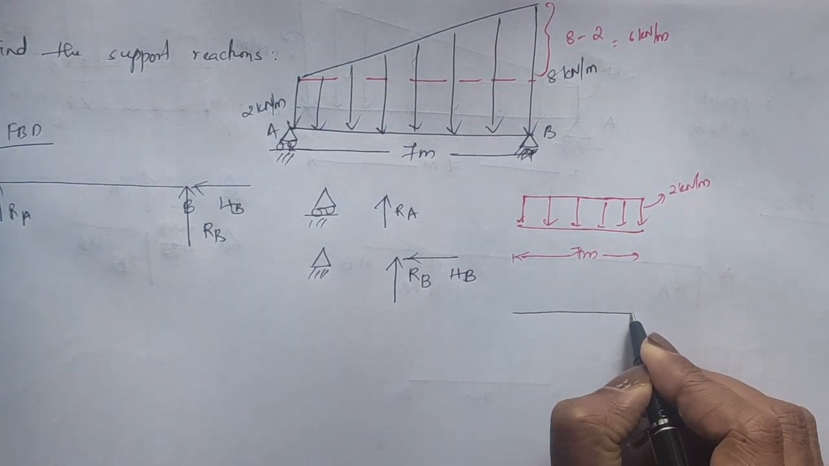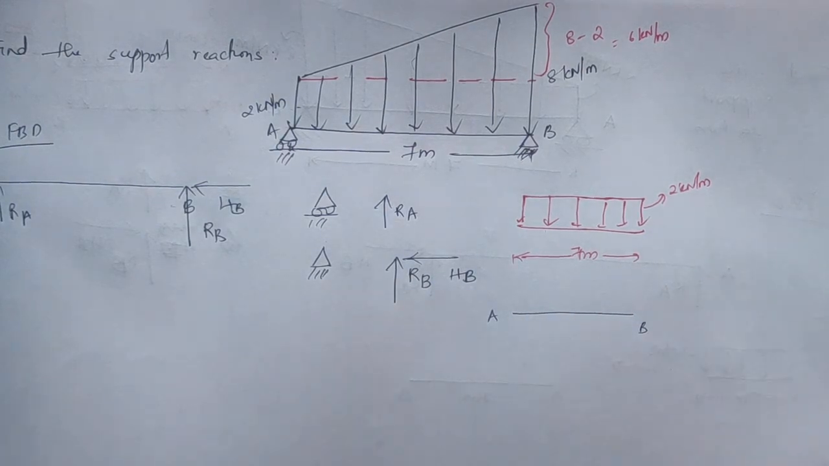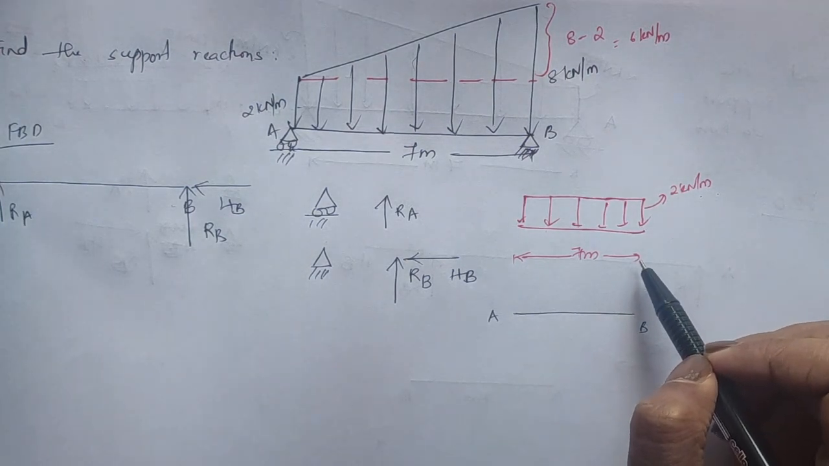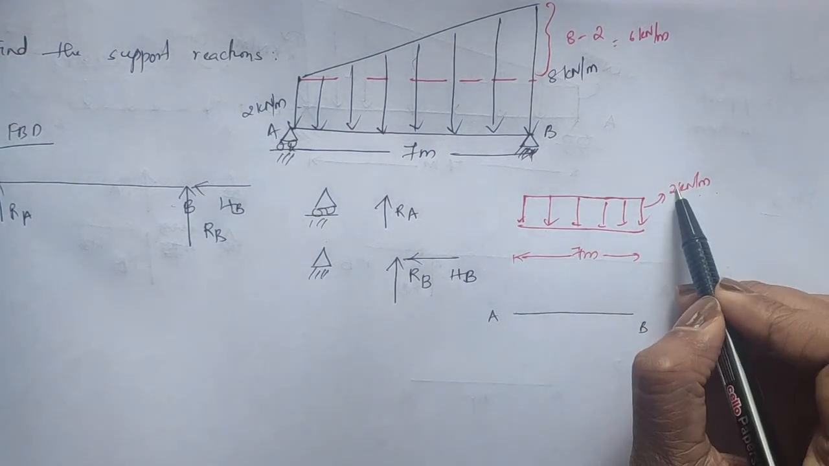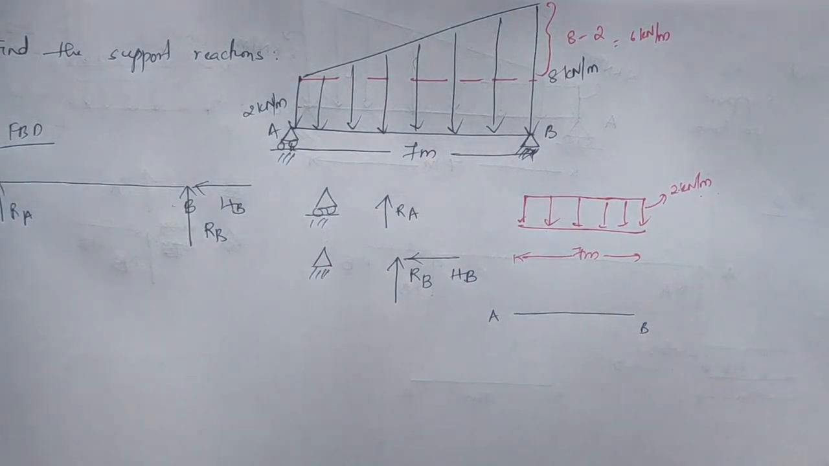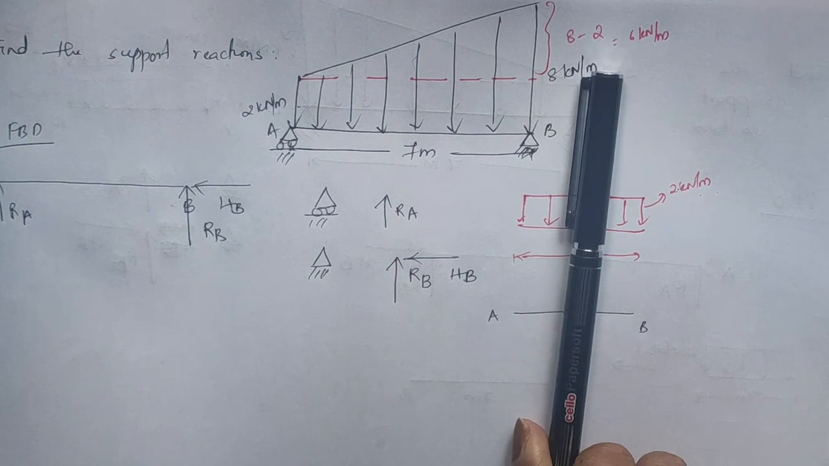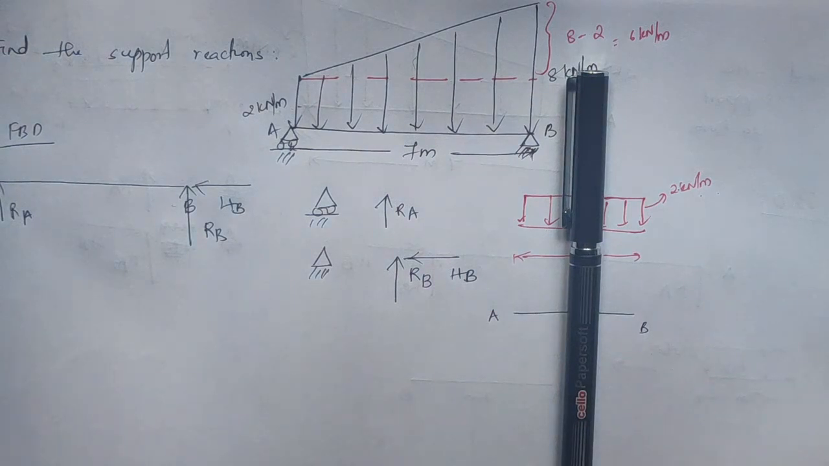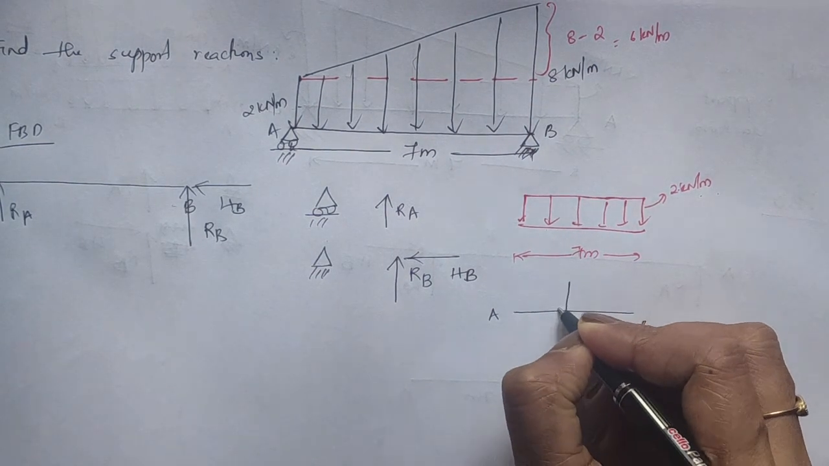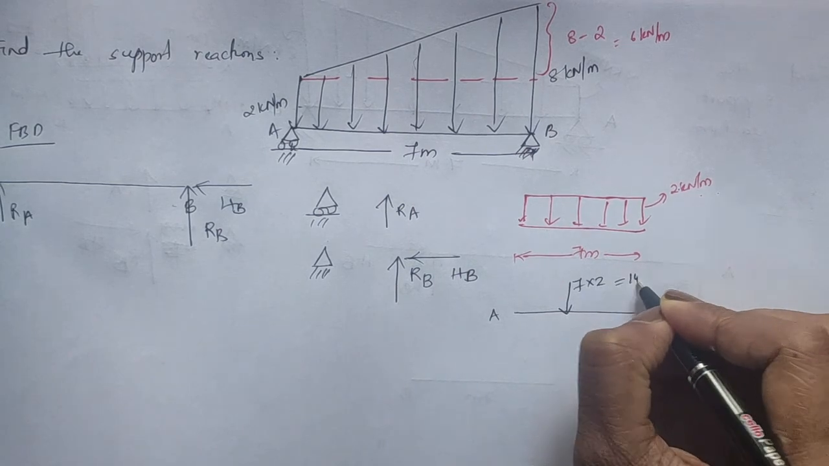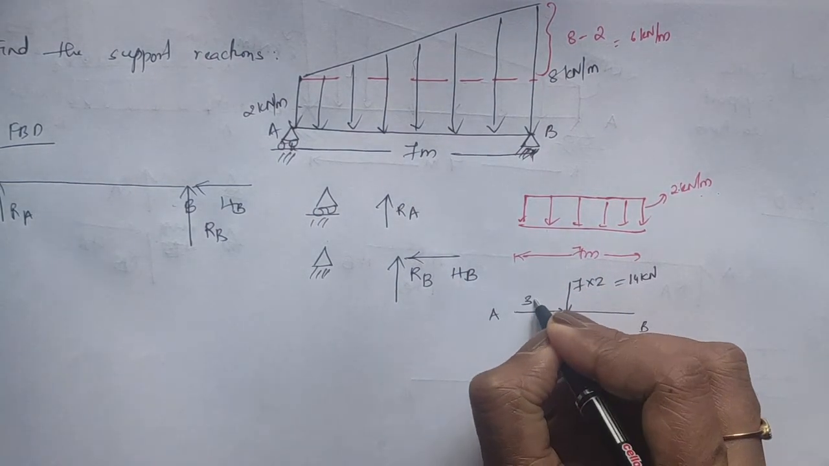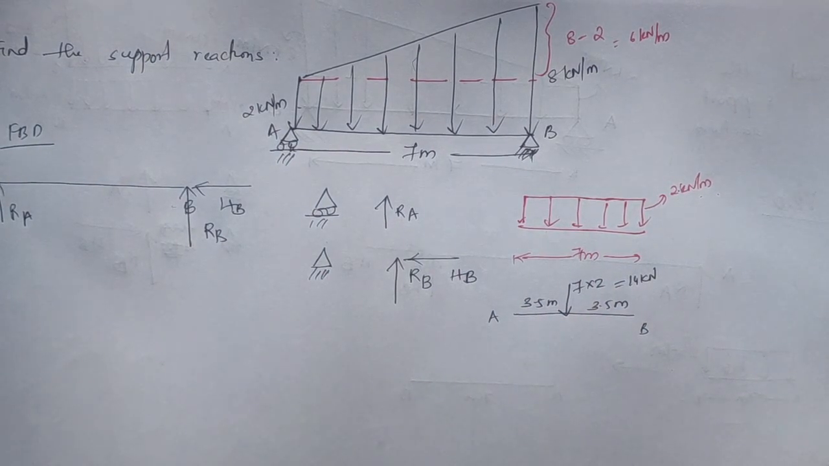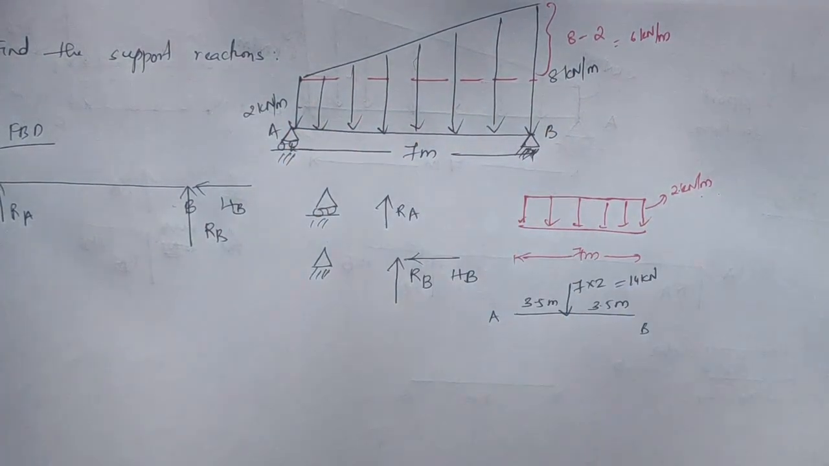So now draw the length again, mark it AB. This is 2 kilonewton acting per meter. How many meters are there here? 7 meter. So the total value of load will be 7 into 2, that is 14, and it will obviously act in the center because a rectangular load is a symmetrical load. It means if you cut from the center, it is the same on both sides. So the value will be 7 into 2, that is 14 kilonewton. It will act in the center of the 7 meter, that is 3.5 meter and 3.5 meter. This is how you have converted this UDL into a point load.